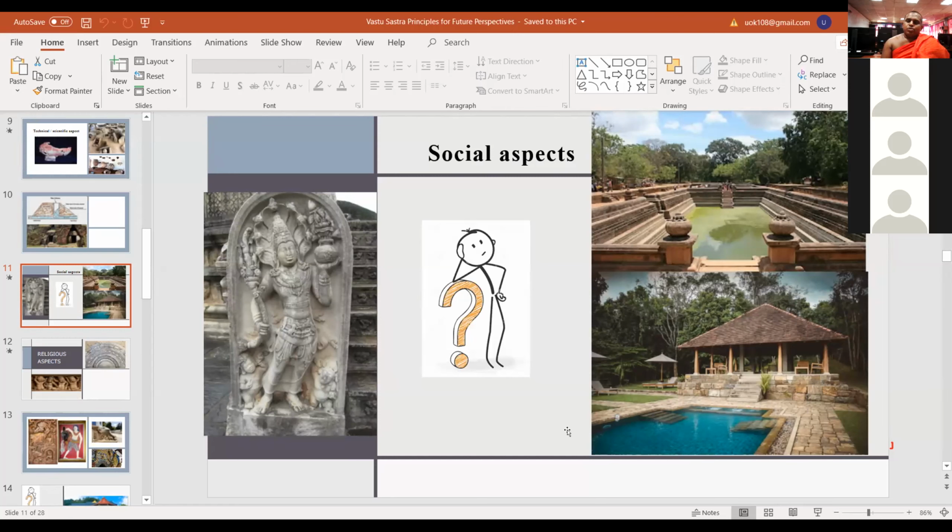And they added the image of the serpent's head, and that is because of the impact of the social and religious beliefs of that time.